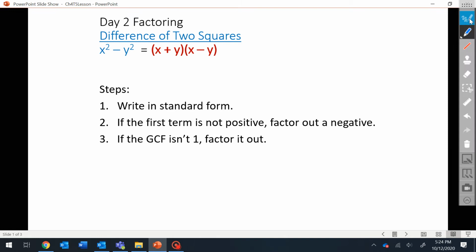Alright, today we're going to be looking at a special type of factoring, which is factoring the difference of two squares. So if you think about x plus y times x minus y, and you think about how this distributes, you would multiply the x to both of these.